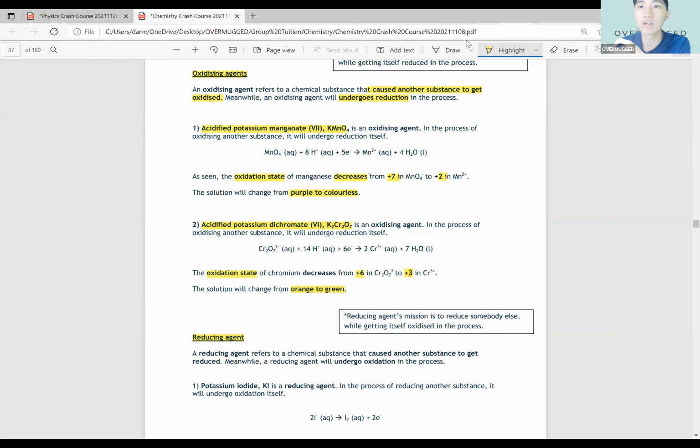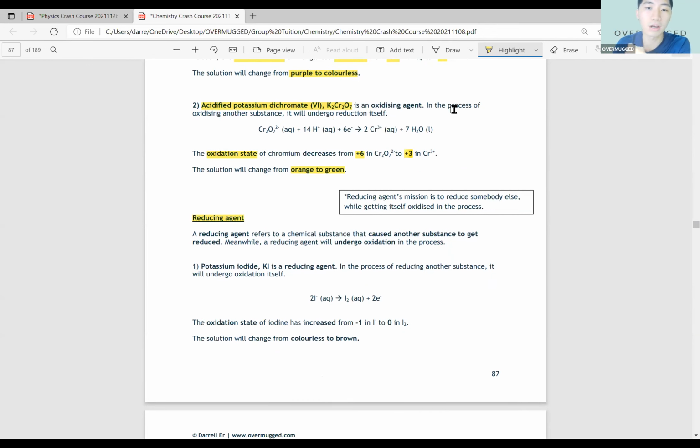On the other hand, a reducing agent will do just the opposite. A reducing agent will cause another substance to get reduced. Meanwhile, they themselves will undergo oxidation. So here we see that iodine actually oxidized from -1 to 0. Color change is colorless to brown. So this is the logic behind it. Oxidizing, reducing agent, what's their mission? If I'm James Bond, I'm an agent, I'm a reducing agent. My job is to go and reduce somebody else. In the meantime, I would sacrifice myself. I will undergo oxidation. So that's how it works.